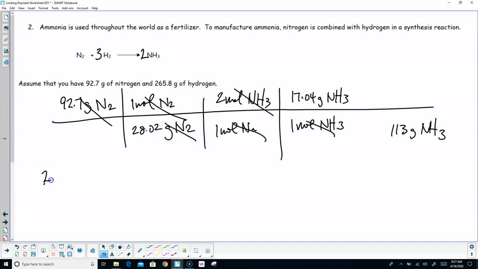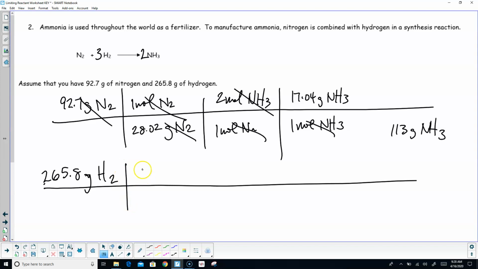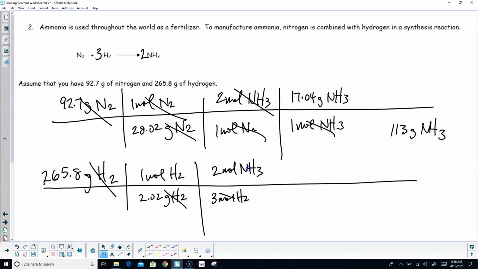265.8 grams of hydrogen. Notice hydrogen is also diatomic, right? So it's H2. Same deal. Molar mass: 1 mole of hydrogen weighs 2.02 grams. Grams go away. Now I'm ready for my mole ratio. According to my balanced formula, for every 3 I get 2. So 3 moles of H2 is 2 moles of ammonia. Moles of hydrogen cancel. Now I need to do molar mass. 1 mole of ammonia still weighs 17.04 grams.